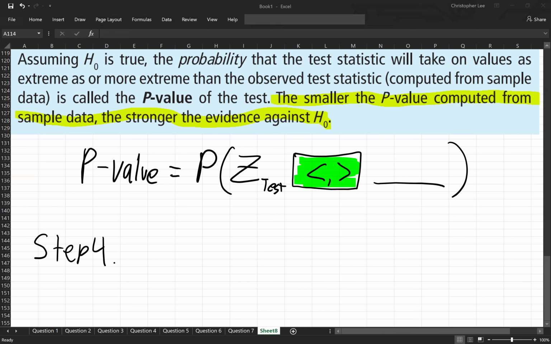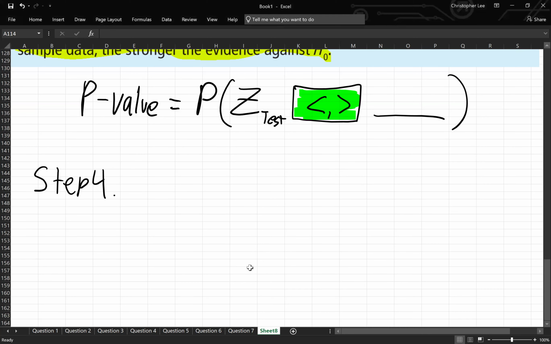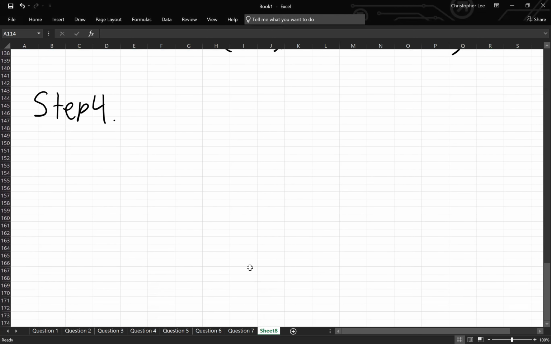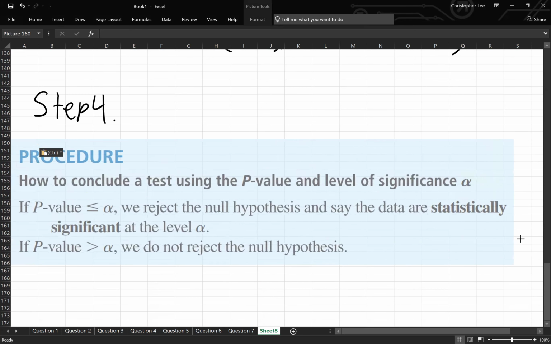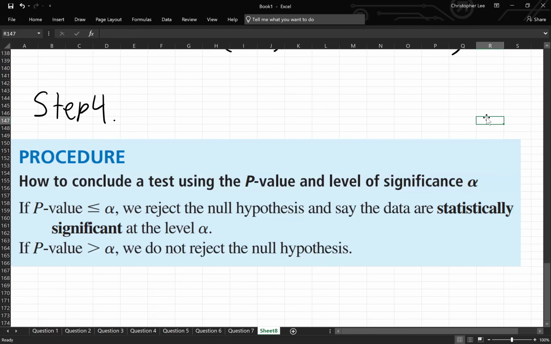All right, step 4. Step 4, I want you to conclude your hypothesis test. Here's your conclusion right here. Procedure: how to conclude a test using the p-value and level of significance alpha.